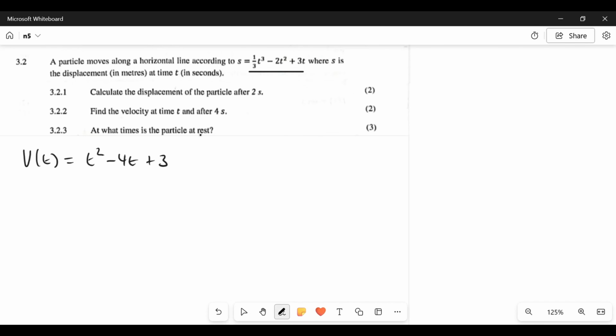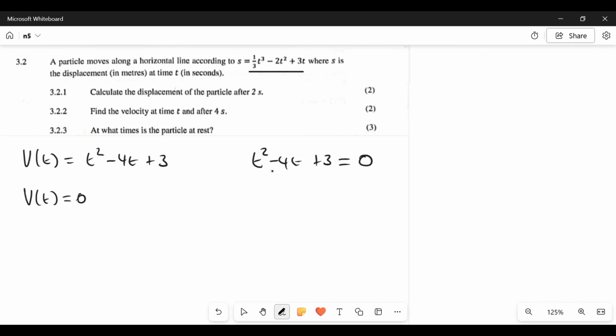But when this particle is at rest, this means that v of t, which is our velocity, is 0. So we can say t squared minus 4t plus 3, which is the formula for velocity, is going to be equal to 0. So when it's like this, we need to find t.